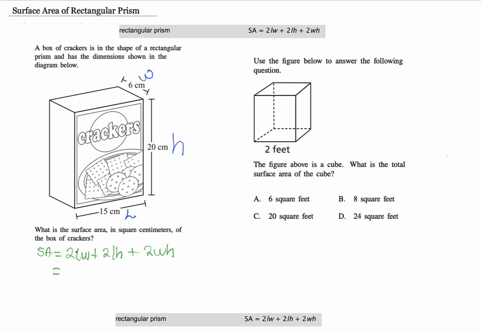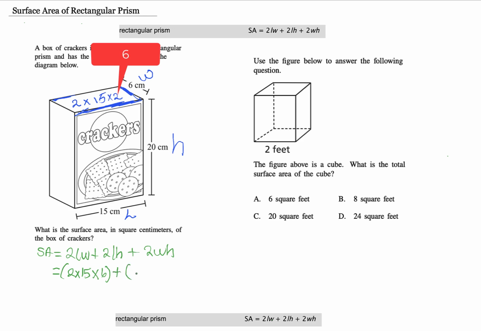So let's start replacing L and W and L and H and W and H by their numerical values. I have 2 times the length is 15 and the width is 6. So I'm actually finding the area of here. So this, we know this is 6. And this right here is 15, because if down here is 15, up here is 15. So I'm actually finding the area of the top of the box. So I'm doing 2 times 15 times 6.